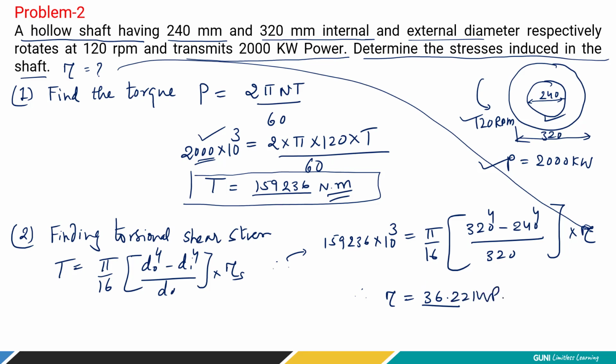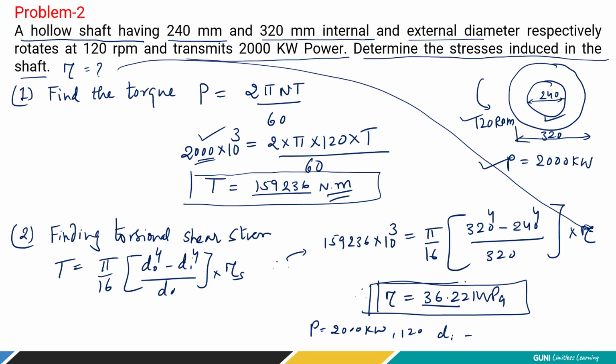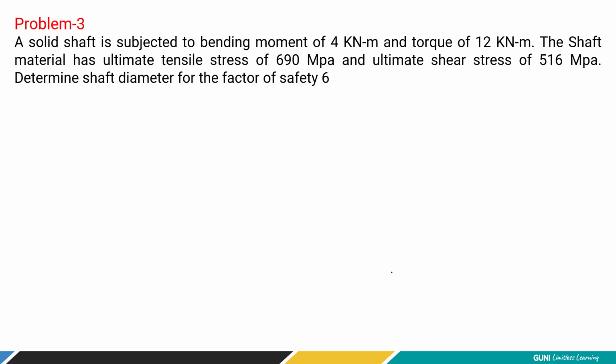36.22 megapascal. So at the given loading condition, with a power transmitting capacity of 2000 kilowatt at 120 RPM and the given inner and outer dimensions, this much shear stress is induced, right? If you try to transmit more power, that means definitely more shear stress will be induced. It's very simple logic. Now let's try to solve another, third problem to understand it.